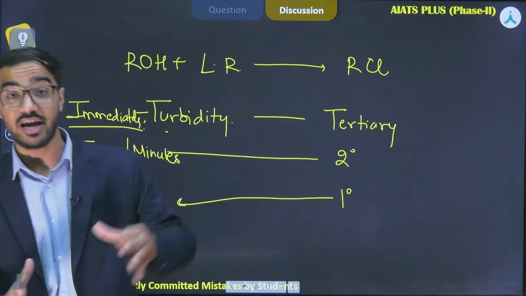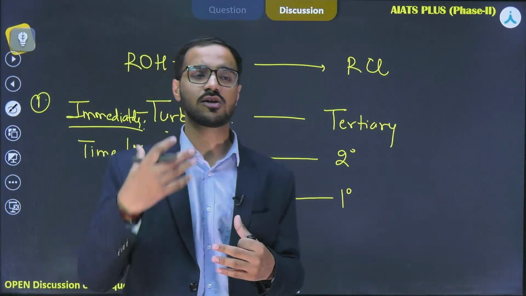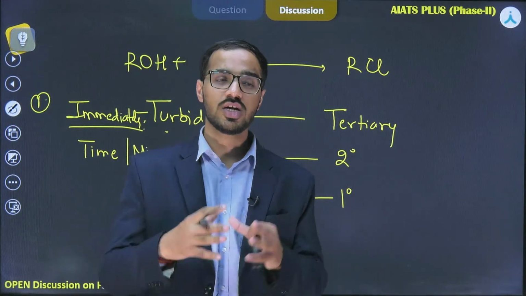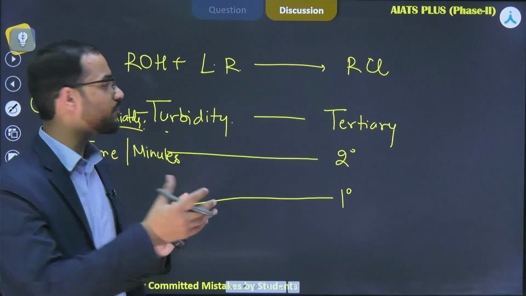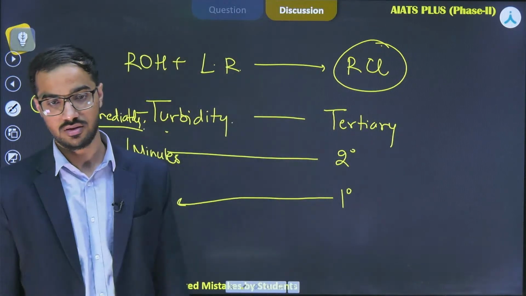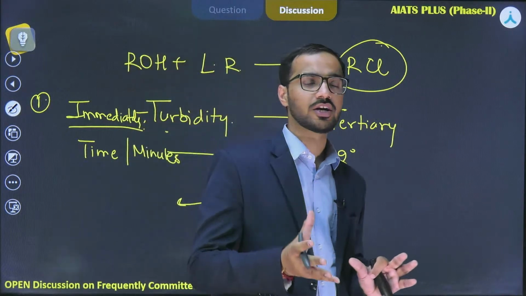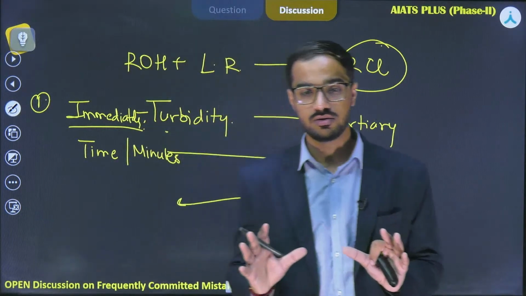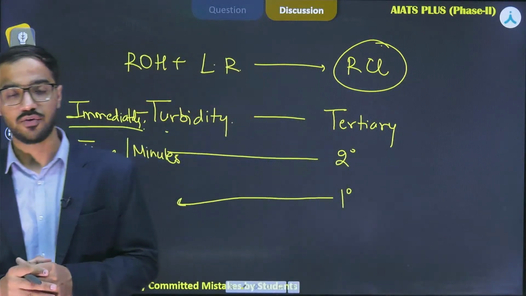It is not that long a time, it cannot take hours, it can take 3 to 4 minutes, 5 minutes to give the turbidity of this reaction. Okay, the alcohol will produce alkyl chloride, or we can say RCl. Is it clear? The point related to the Lucas reagent is clear or not? Everyone?